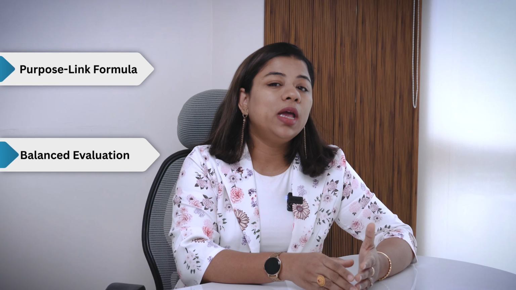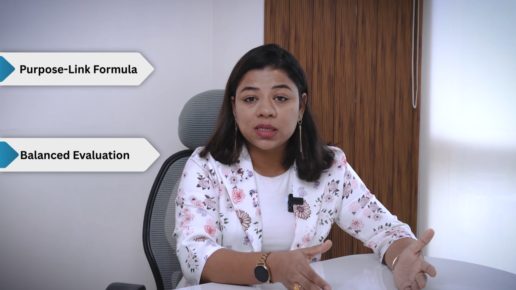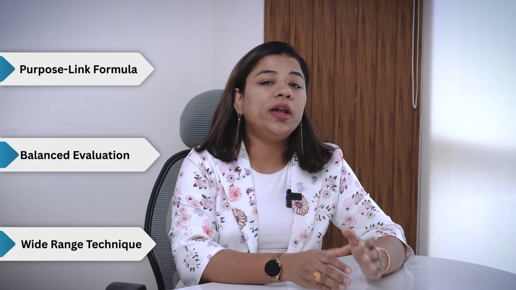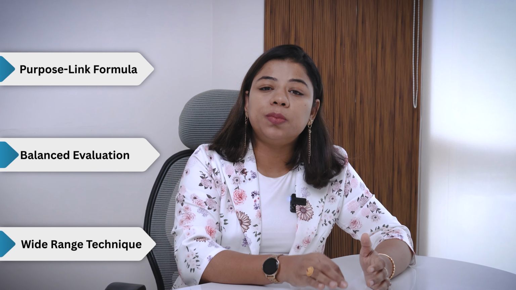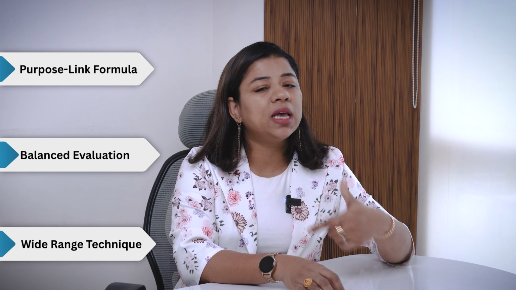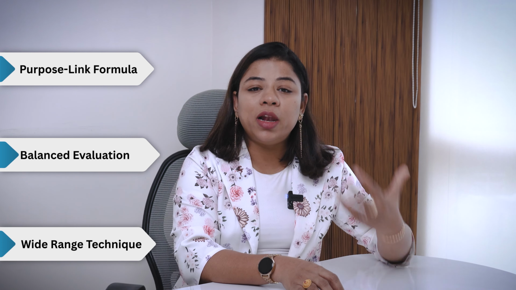After watching this video, you will master: 1. The Cambridge purpose link formula, how to connect every evaluation point directly to the research purpose for maximum level 4 marks. 2. The balanced evaluation strategy, that is how to identify and explain both strengths and weaknesses using Source 3 evidence systematically. 3. The wide range technique, how to cover multiple evaluative factors, that is sample size, methodology, bias, validity, rather than just describing what happened.